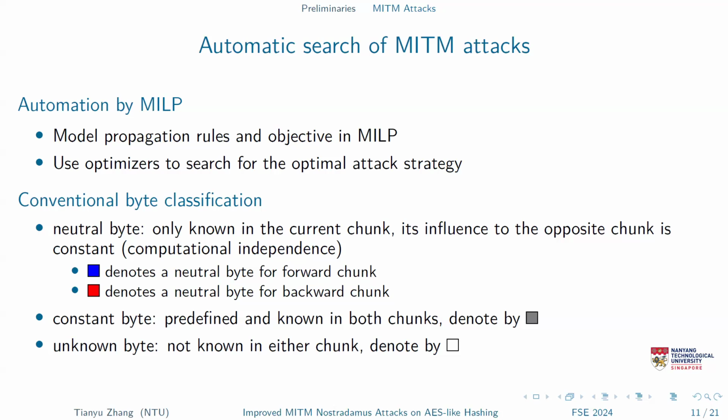There are three kinds of bytes inside this meet-in-the-middle attack. First is the neutral byte, whose value is only known in the current chunk, and it has zero influence on the opposite chunk. A blue byte denotes a neutral byte for the forward chunk, and red is the same for the backward chunk. Of course, there are some predefined constant-valued bytes, which we denote as the constant byte, the gray cell right here. And then there are some unknown cells, which denote that we have no control over the value, it is arbitrary. We denote it as a white byte, just for clarity.